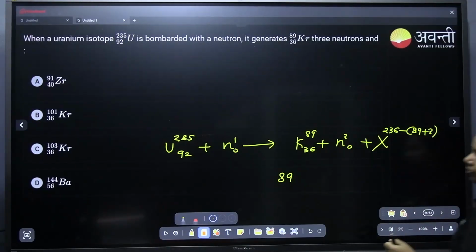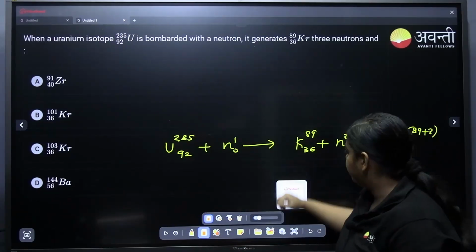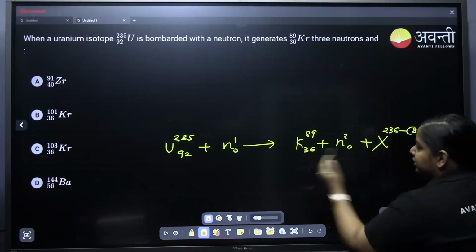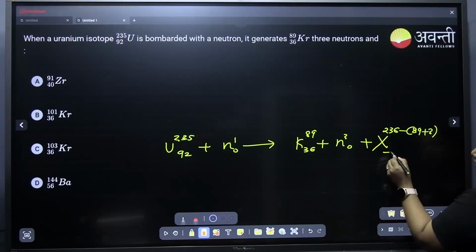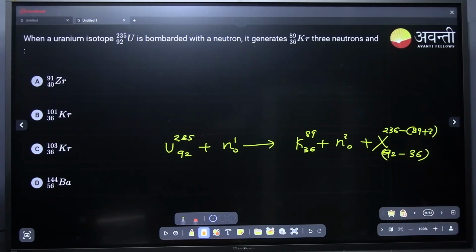Okay, similarly, are you sure option C? Let's see. Next, the atomic number should be whatever the value, 92 minus 36. Then whatever answer you get, that will be the answer. As you can see, B and C are having 36. You only have to confirm what will be A. I hope your answer is correct.